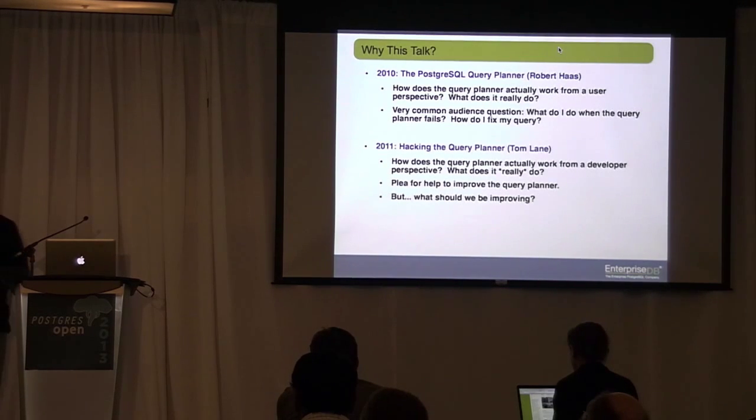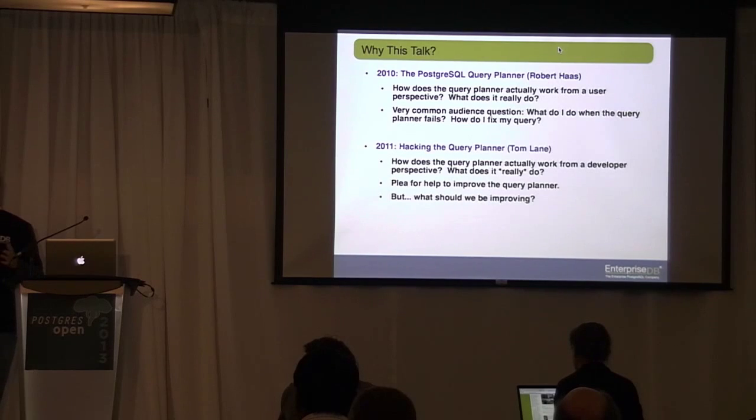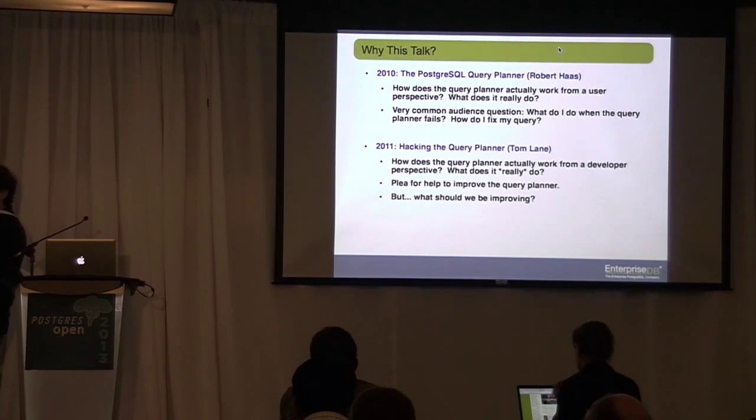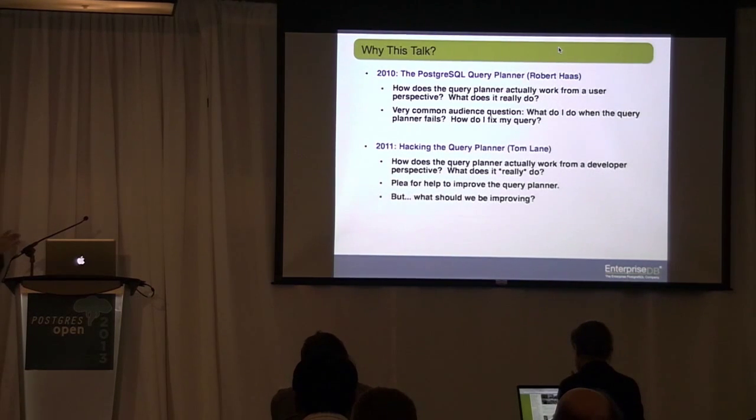In 2011, Tom Lane gave a talk on hacking the query planner, which sort of tackled the same question from a developer perspective. In other words, my talk was about, well, what do you as a user see when you look at the output of the query planner via explain, for example? And what Tom talked about is how does it actually do that stuff under the hood? What's really going on internally? And he included a plea in that talk for help improving the query planner.